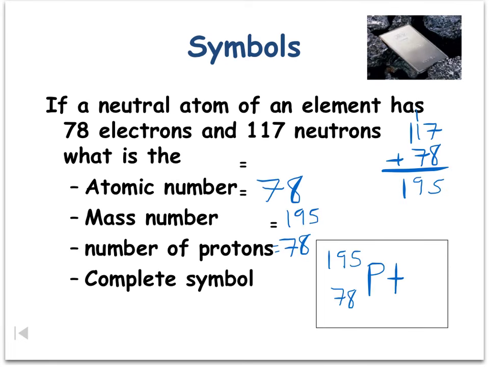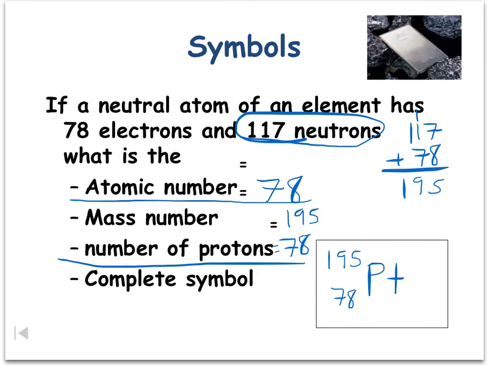Okay, so if it has 78 electrons and it's a neutral atom, it has to have 78 protons. So the number of protons is 78. The atomic number, thus, is also 78. The mass number is the number of neutrons plus the number of protons. So if you add that up, it comes out to 195. That's the mass number. And then the symbol is down below. You'll find out that it is platinum.